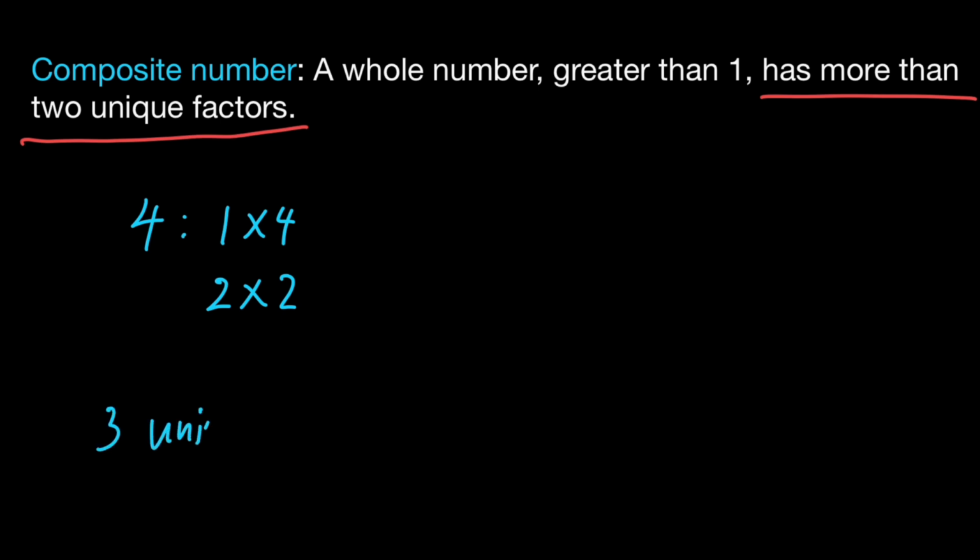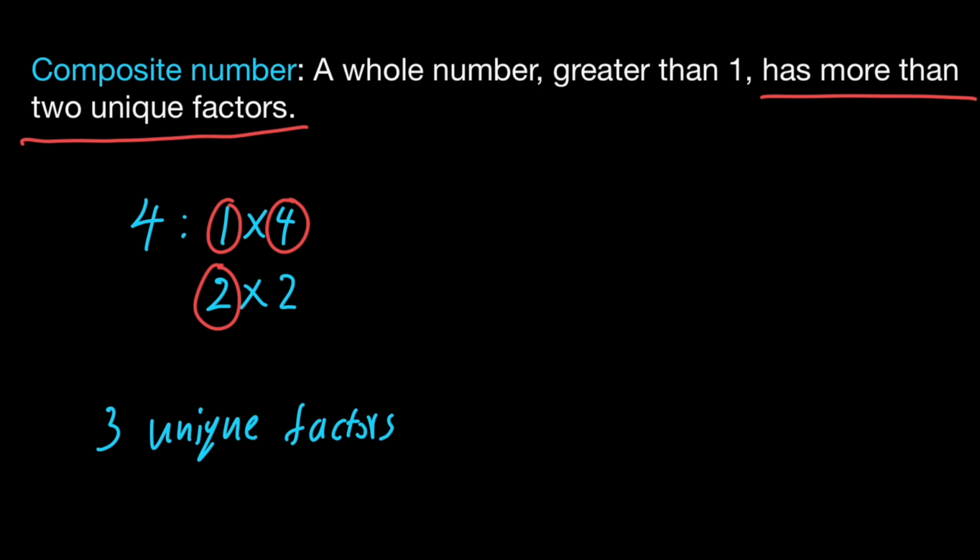Because 1 is a unique factor, 4 is also unique, and 2 is unique. But you also see there's another 2 repeated. This time we don't count it, right? In this case, only 3 unique factors.